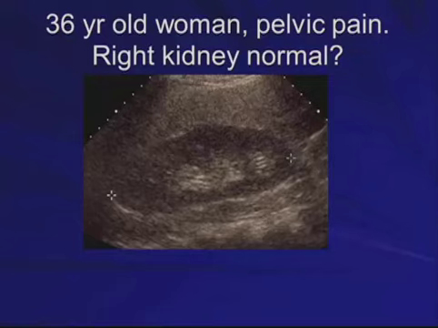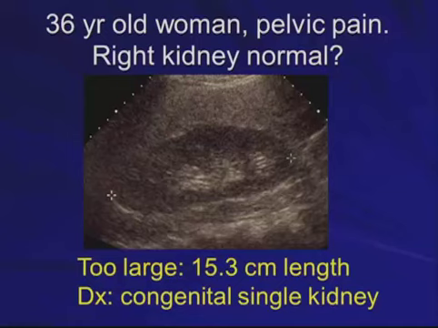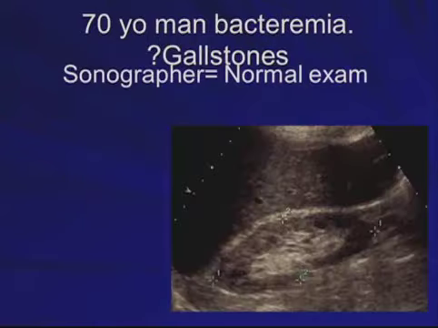Well, here's an example of a 36-year-old woman with pelvic pain, and this is the right kidney. And is it normal? Well, in fact, it's too large. It measures 15.3 centimeters in length, and this woman only has one kidney. So it's very important in this case to have had that measurement so that if you don't see the left side, you have a good reason as to why you're missing that left kidney.